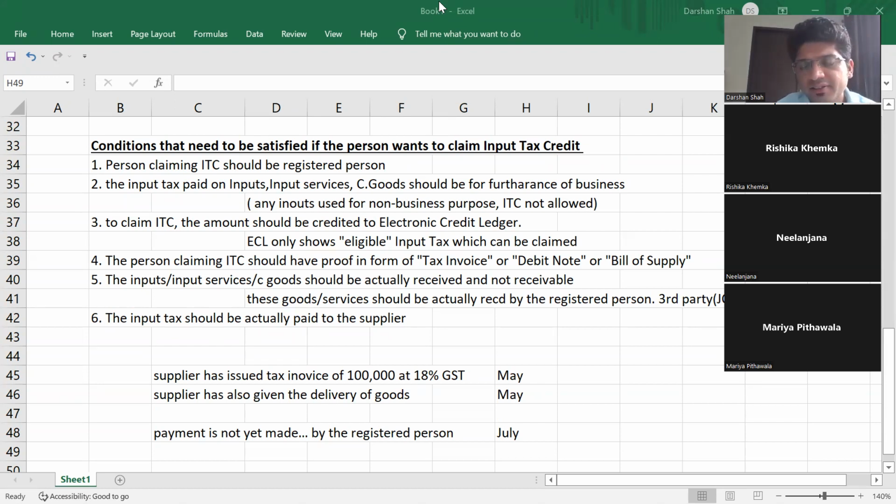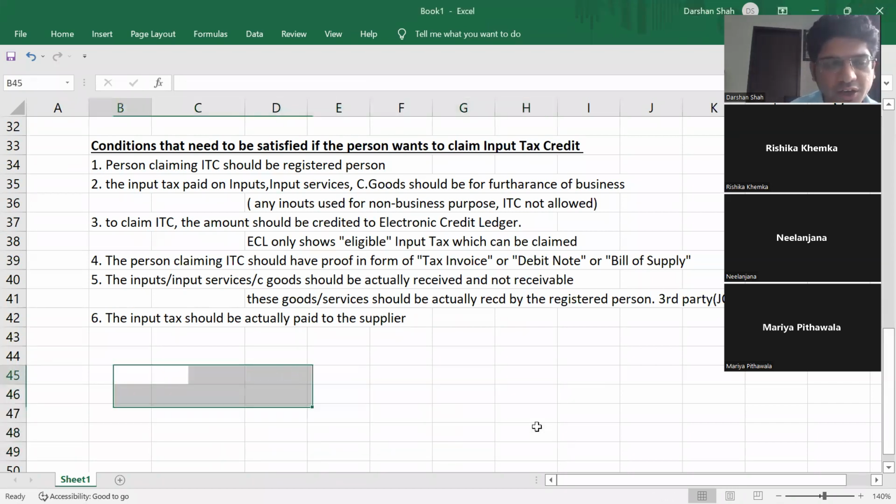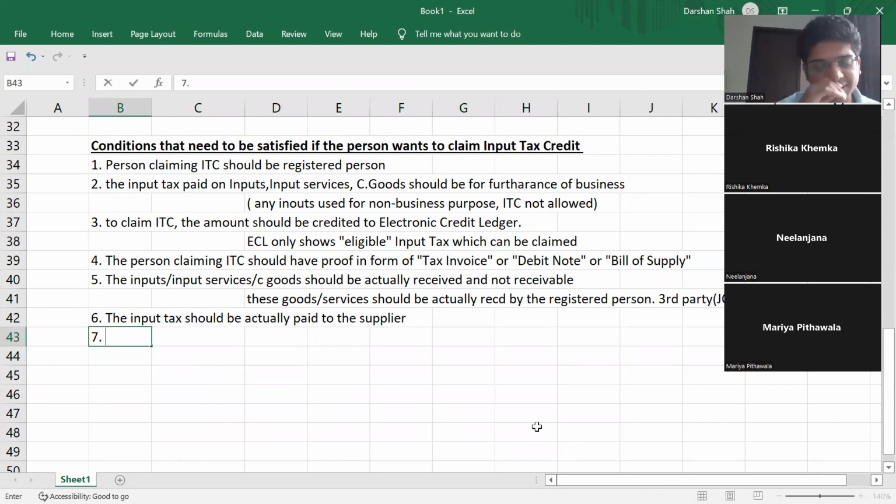For the supplier, it's the output GST, na? So the supplier will show output GST only when he has received the money. Otherwise, the government will say you are collecting output GST and you are not paying it to us. Right? So the supplier will only show it when the actual payment has been received from the customer. Okay, done. The 6th condition is done. See, all these conditions have to be simultaneously satisfied.